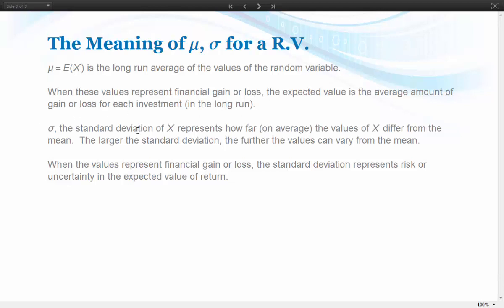Sigma, the standard deviation of the random variable, represents, as it usually does, how far on the average the values differ from the mean, that is, from the expected value. The larger the standard deviation, the further the values vary from the mean. So when the values represent financial gain or loss, the standard deviation represents the risk or the uncertainty in this expected value. A large standard deviation, large variance, means there's a lot of uncertainty, a lot of risk in the investment.